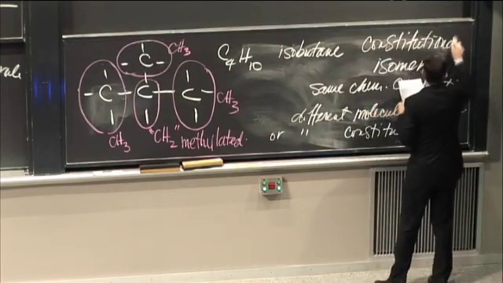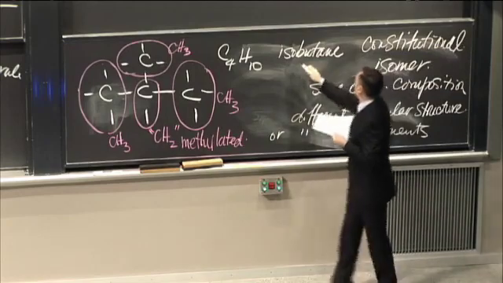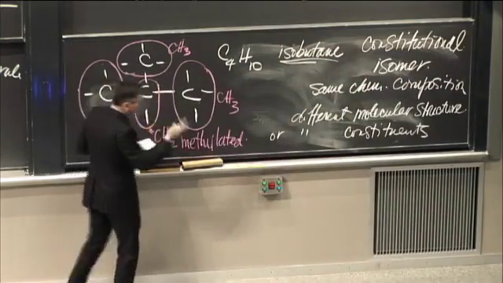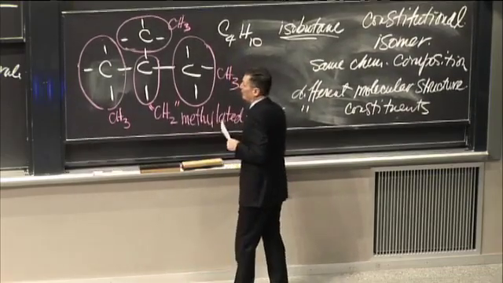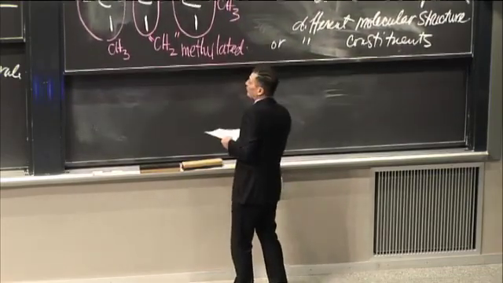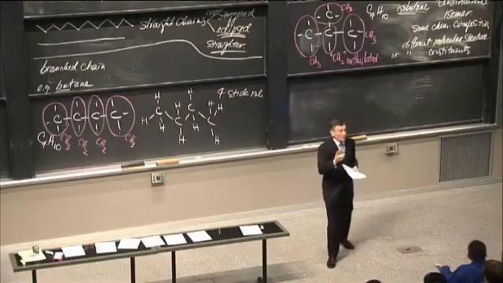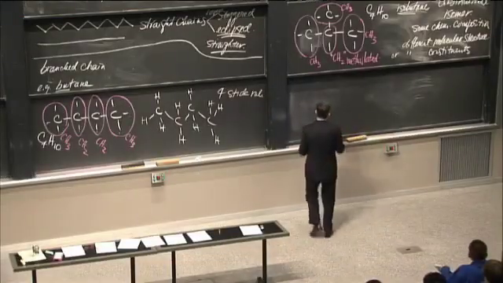Constitutional. This is a constitutional isomer. Isobutane is a constitutional isomer. Now the last piece is nomenclature. They don't use this today, because isobutane was a term that came out of the chemical industry because it looks like butane, it's got the same molecular weight, but it's very different. Today we use the IUPAC notation.